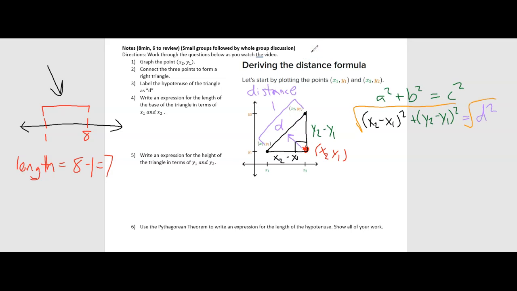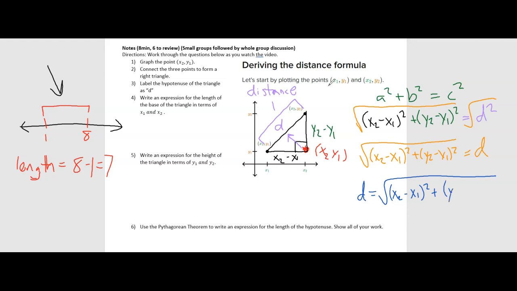So that's going to give me the square root of the quantity x2 minus x1 squared plus the quantity y2 minus y1 squared is equal to d. And you could switch that around. It doesn't matter which side my d is on. You're generally going to see the equation written like this. Of course, it means the same thing. And this right here is the distance formula.